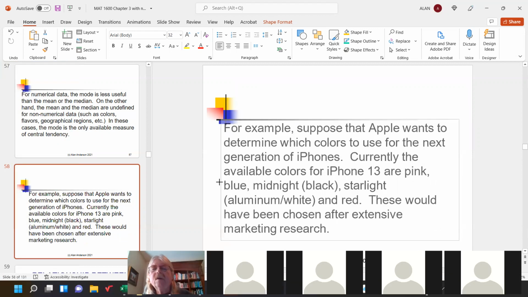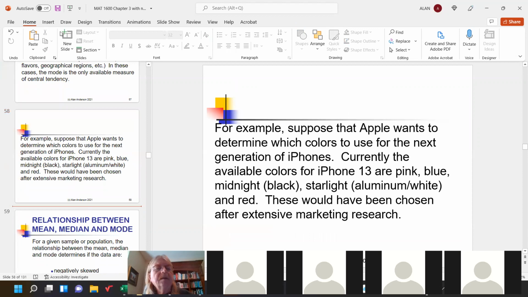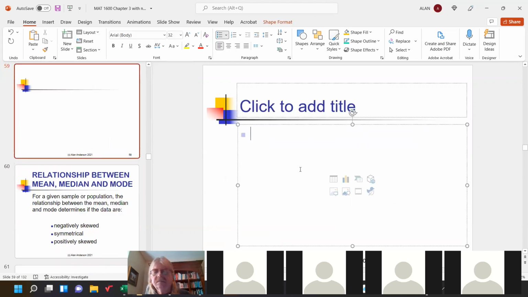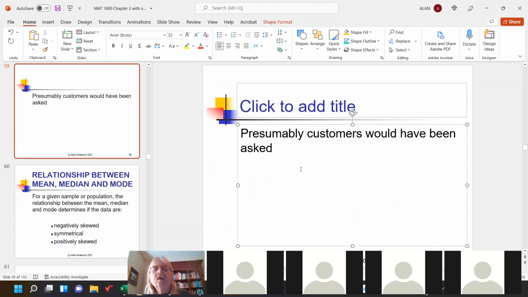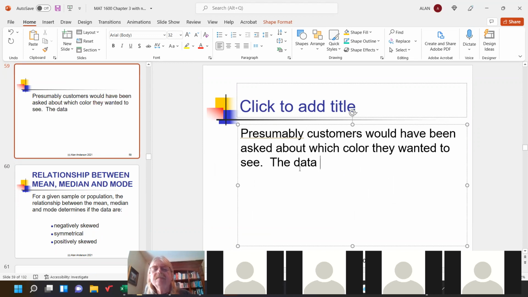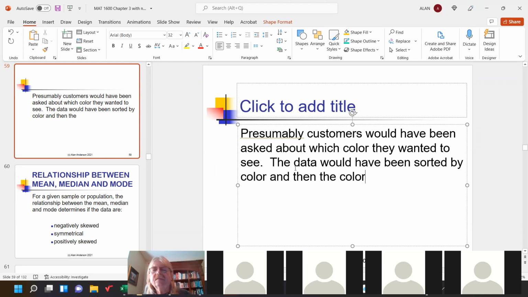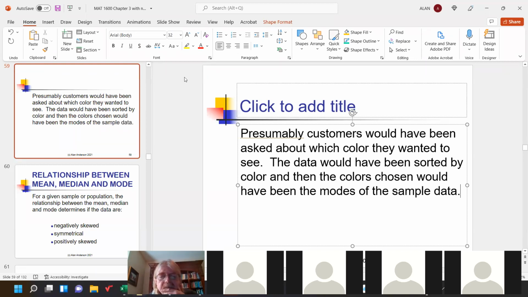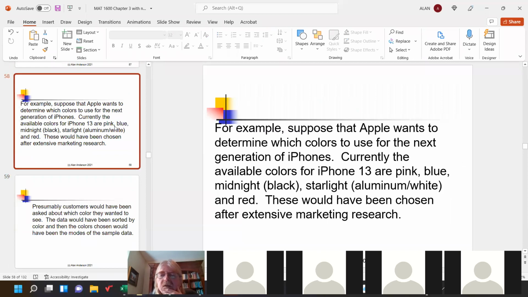What would have probably happened is that, presumably, customers would have been asked about which color they wanted to see. The data would have been sorted by color, and then the colors chosen would have been the modes of the sample data. So in other words, it may be that there were 5 modes, and this is what they came up with.